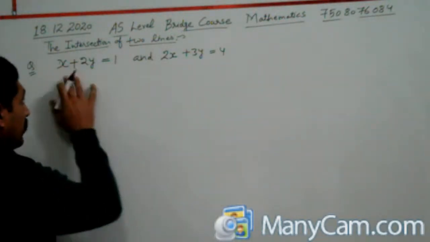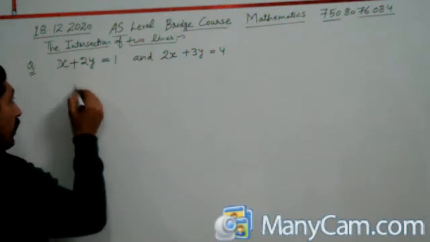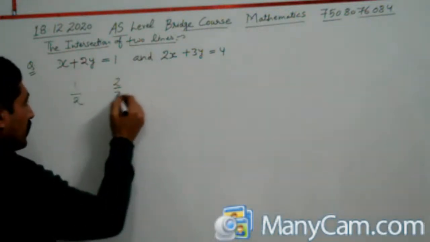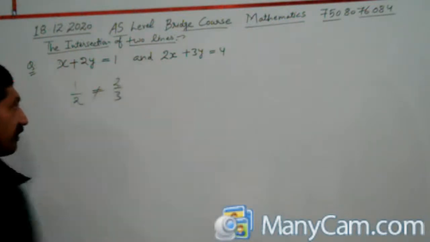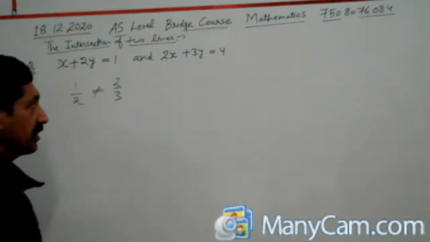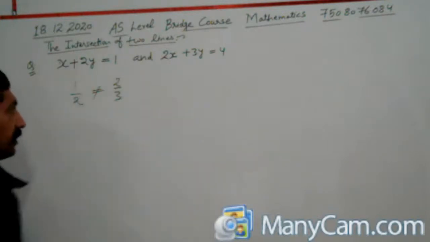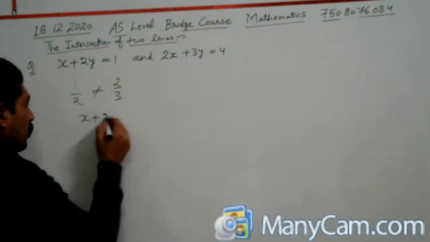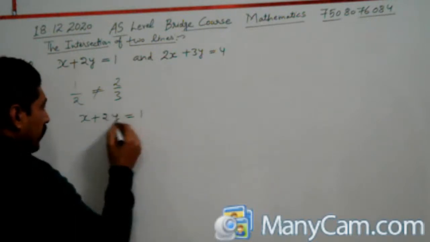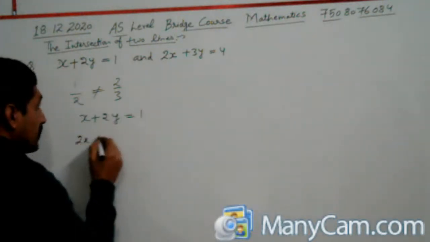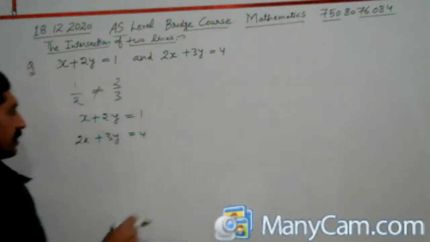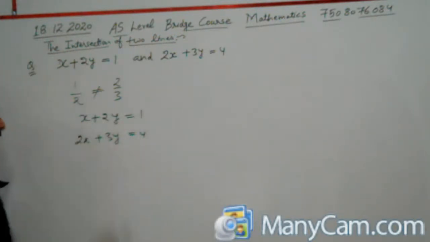So here what is it? 1 upon 2, and here is 2 upon 3. So this is not equal, so definitely these two lines will intersect. This is equation number 1, that is x plus 2y is equal to 1, and another is twice of x plus 3y is equal to 4. Right?